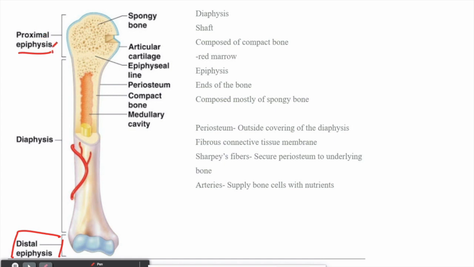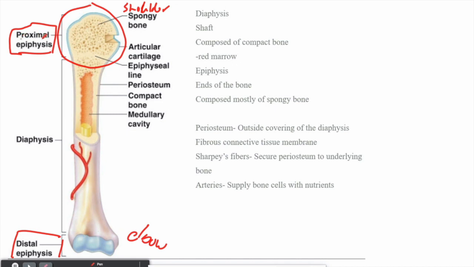One epiphysis is going to be closer to the trunk than the other, and we call that one the proximal epiphysis. So this is a humerus, the upper arm bone. This is the proximal epiphysis because this is where the shoulder is. And this is the distal epiphysis. That's where the elbow would be. So this is the proximal, and these are the distal epiphyses.